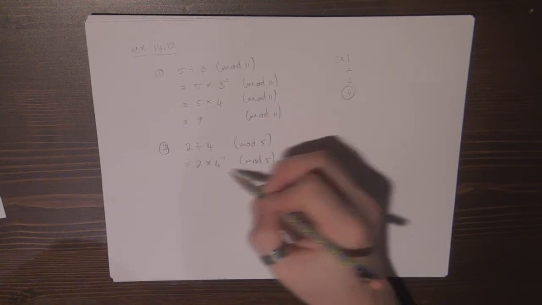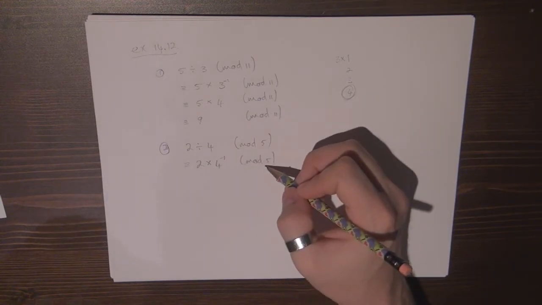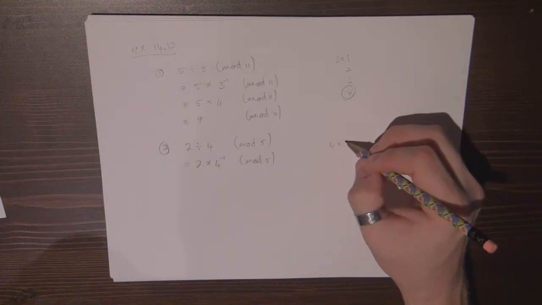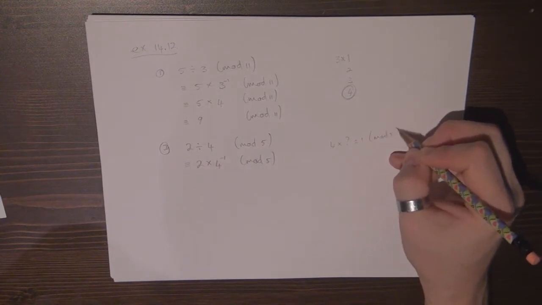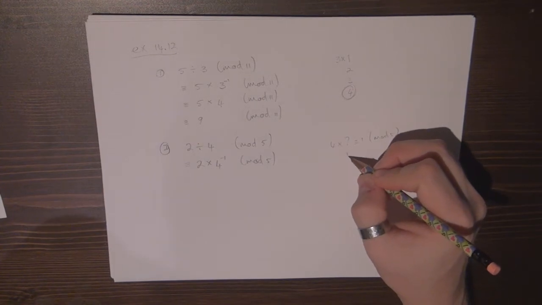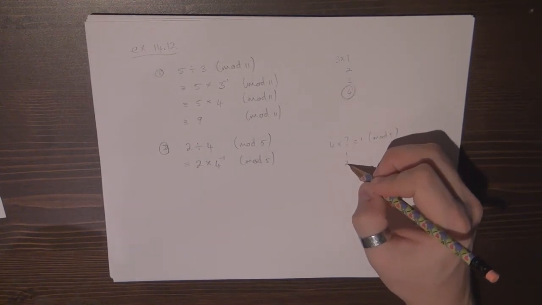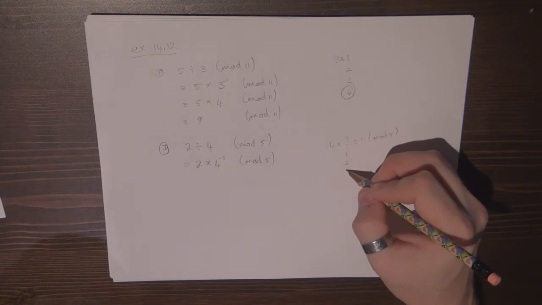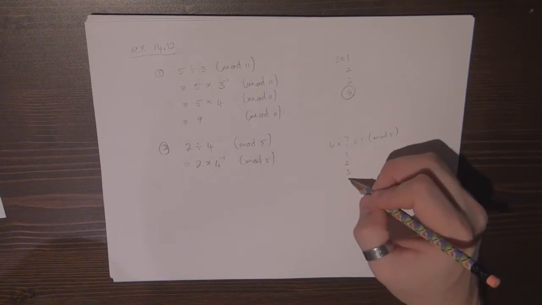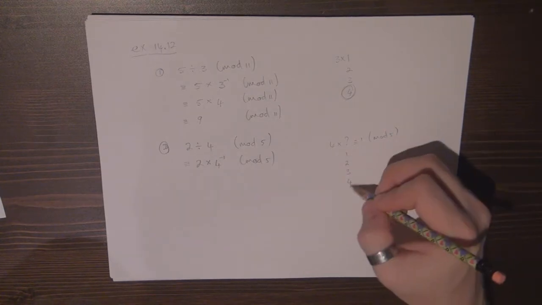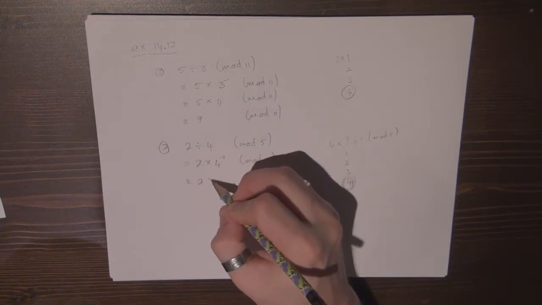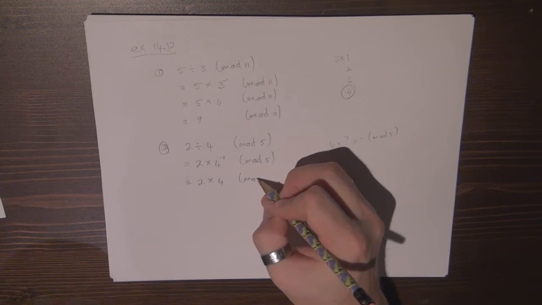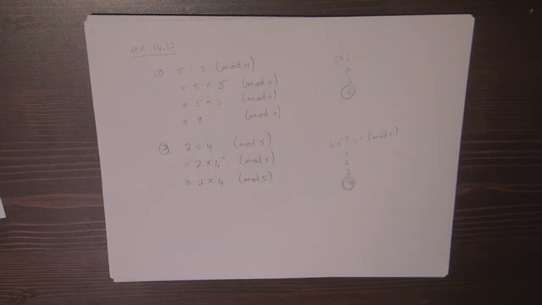And then I have to find, well, what is the multiplicative inverse of 4 mod 5? Well, 4 times what is 1 mod 5? 4 times 1, obviously not. 4 times 2 is 8, which is 3 mod 5. 4 times 3 is 12, which is 2 mod 5. 4 times 4 is 16, which is 1 mod 5. So in this case, 4 is its own multiplicative inverse. That can happen as well.